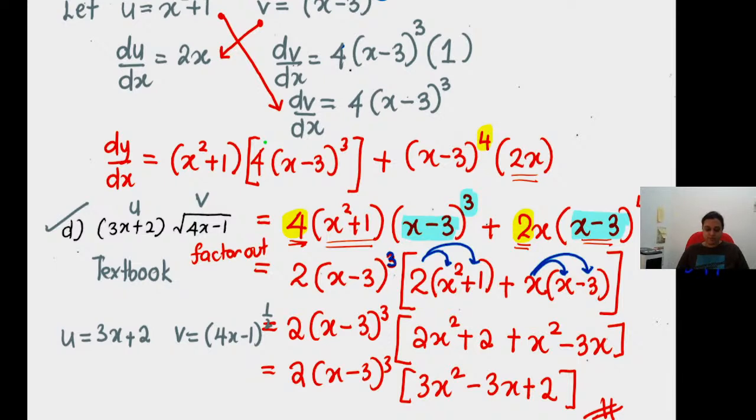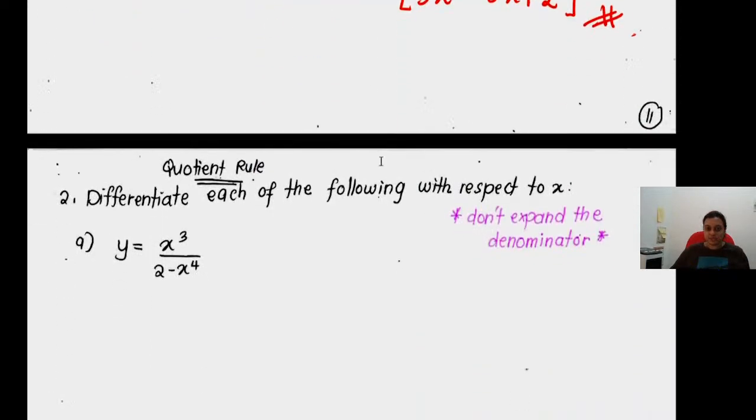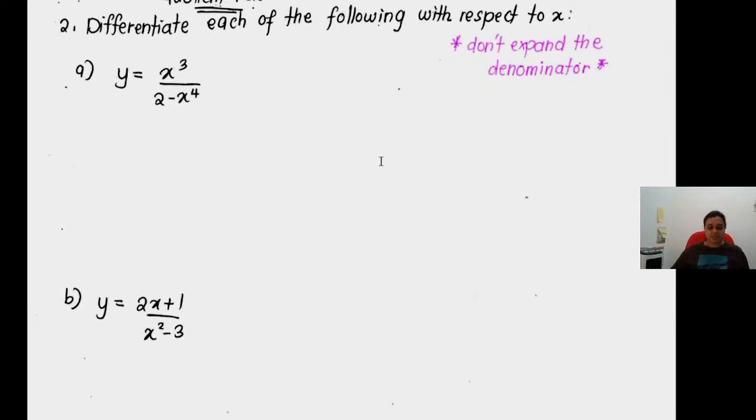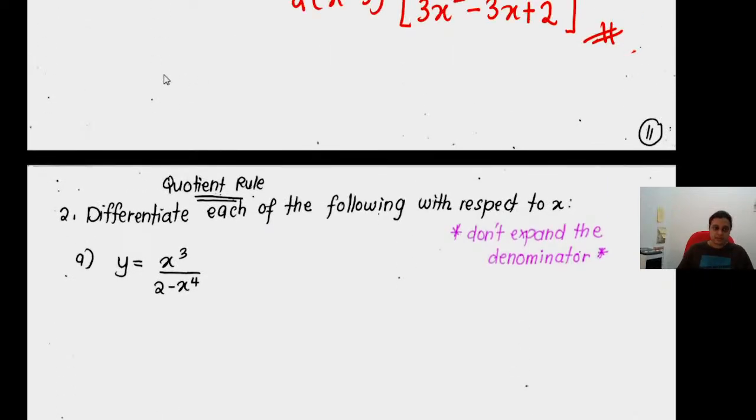Okay, before that, so far, any question you guys want to ask? Anything? Okay. So if no question, I'm going to go to the quotient rule. Okay, let me write the formula for the quotient rule first. It's quite a long formula. Let me write it here.